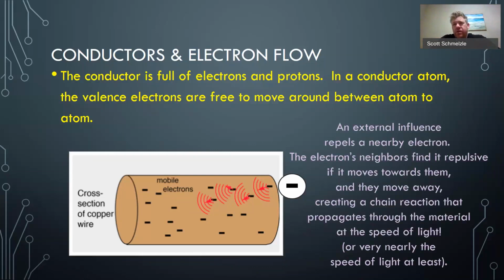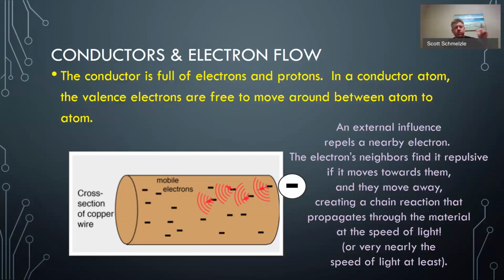So as we see it, it repels a nearby electron. That electron's neighbor finds it repulsive, and it moves away from them. And then they move away, creating a chain reaction that continues to have this happen. Now, it's going to move nearly at the speed of light. If you want to see this, take your light switch, turn it off and on. See if you can detect that difference when you flip it on.